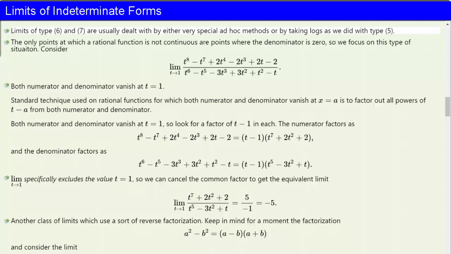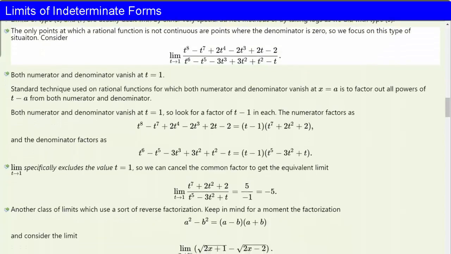Limits of type 6 and 7 are usually dealt with by either very special ad hoc methods or by taking logarithms as we did with type 5. After this exhaustive listing, you can be forgiven for thinking that these lectures are going to end up about as interesting as a course in corporate tax policy. Rest assured, we're going to stress general principles and ideas, not the memorization of a boring list of rules for dealing with a boring list of limit types.